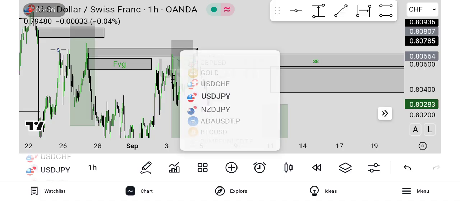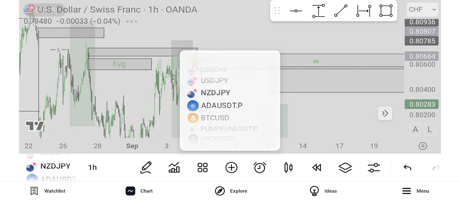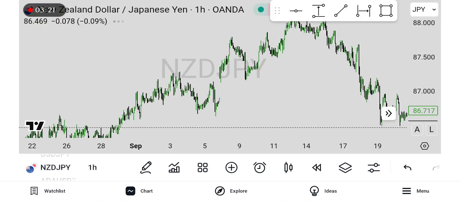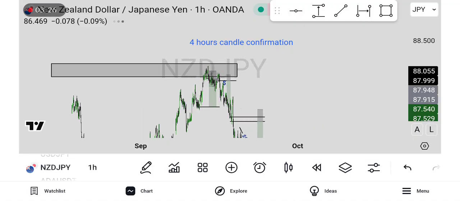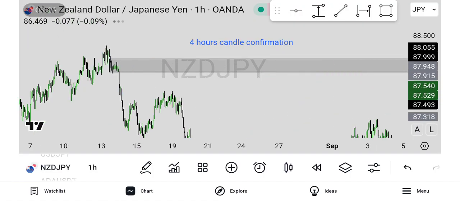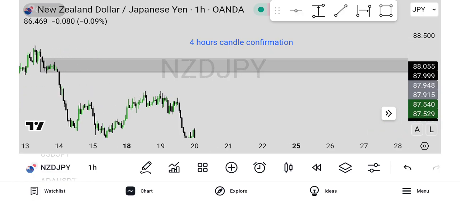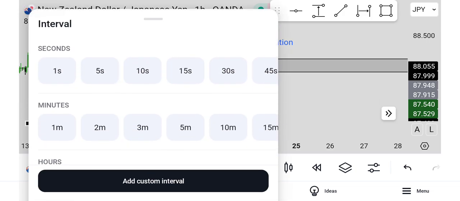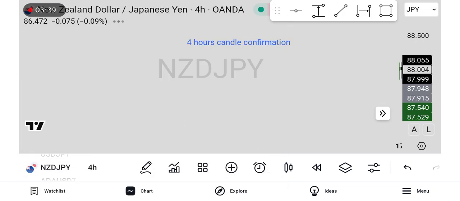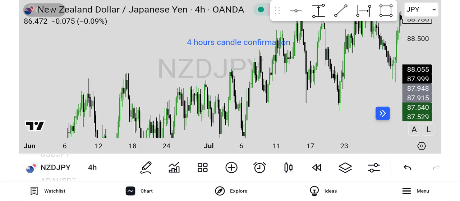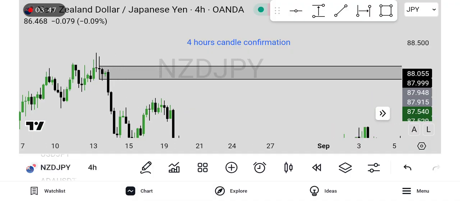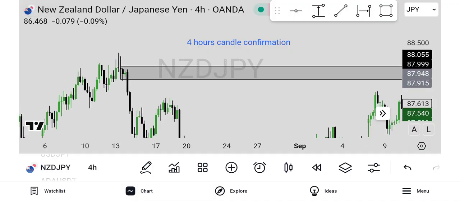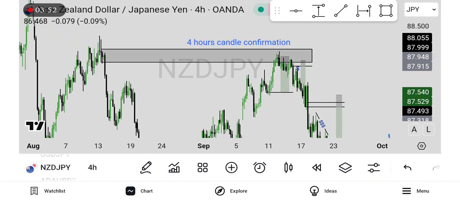And I can remember one other pair that I also used the same method for. This one here, if you can see clearly, there's a supply block here, but it's not that clear. So I used the 4-hour time frame to draw the supply block. As you can see on the 4-hour time frame, your supply block is very much clearer, and you can see how price reacted from it.